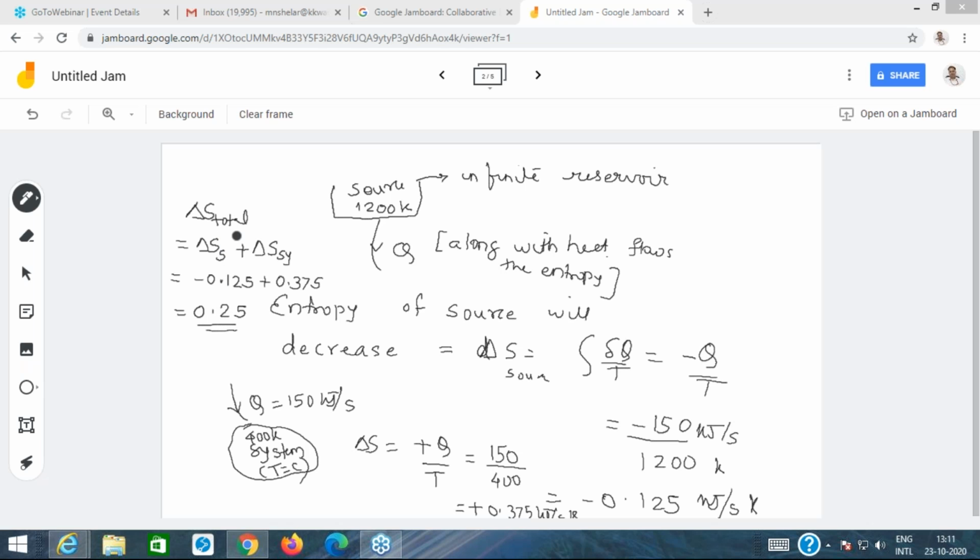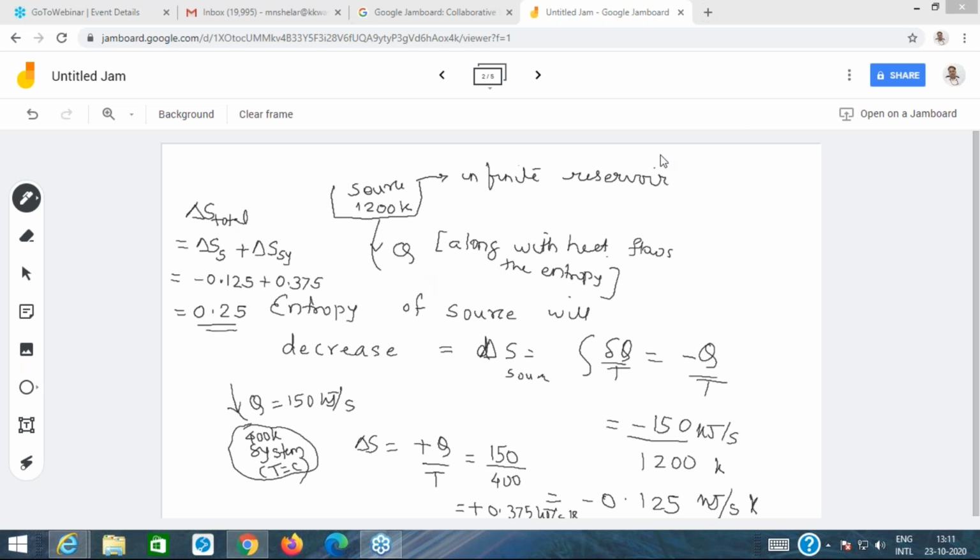What if you had got delta S total as negative? Any answers? No answers? Yeah, Gautami is right. It means no, that is not the case. If you would have got a negative value, this heat transfer was impossible.